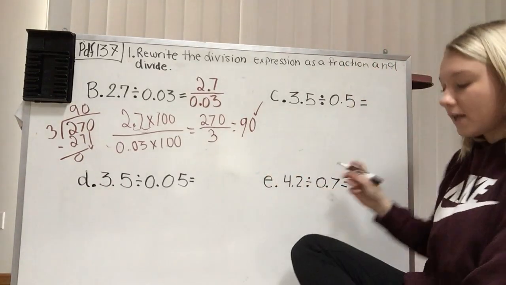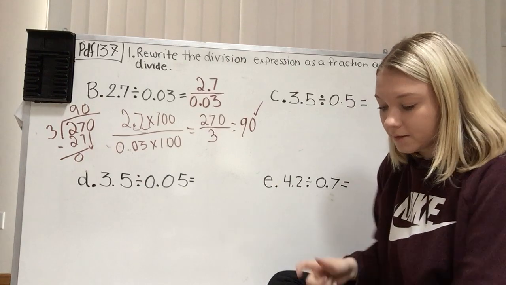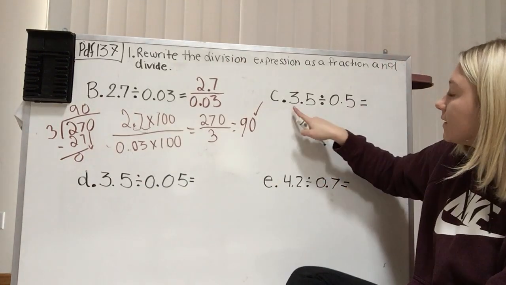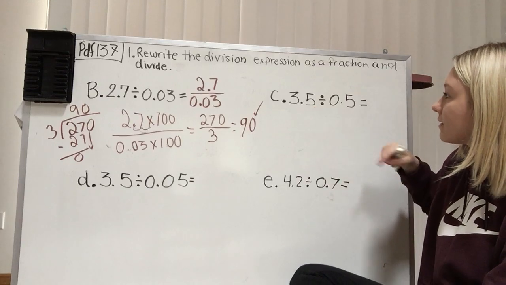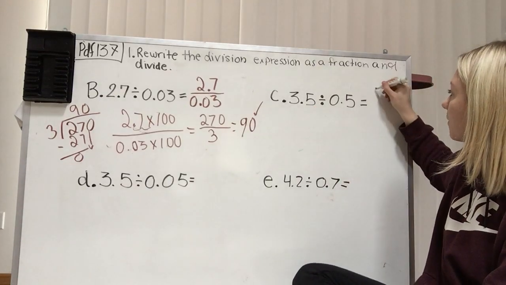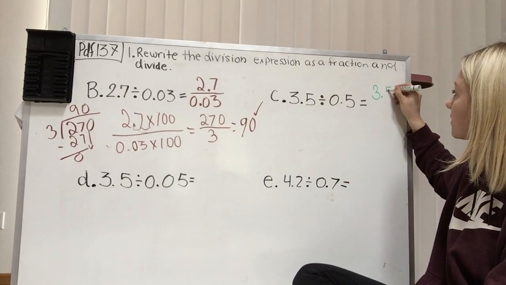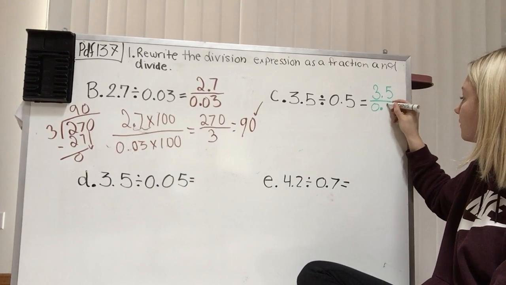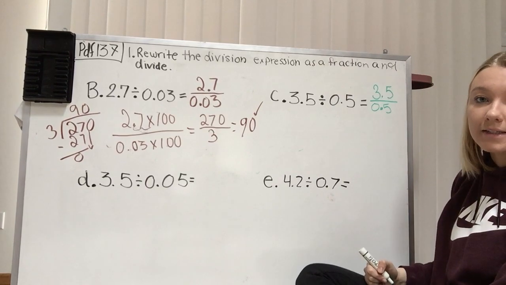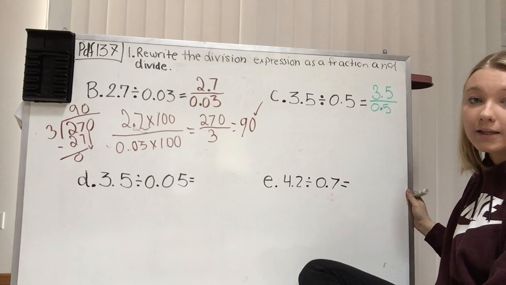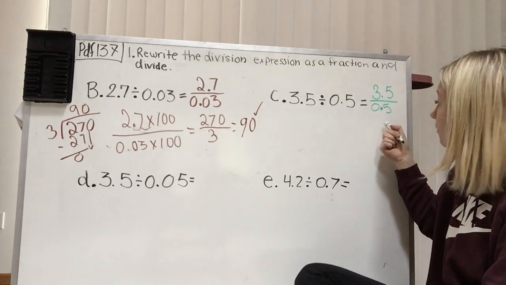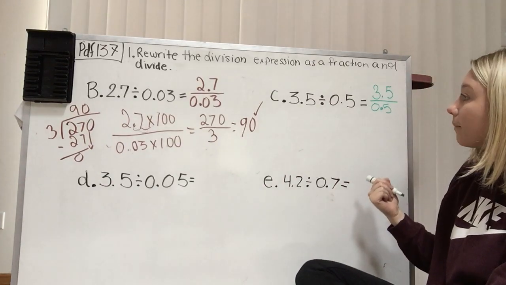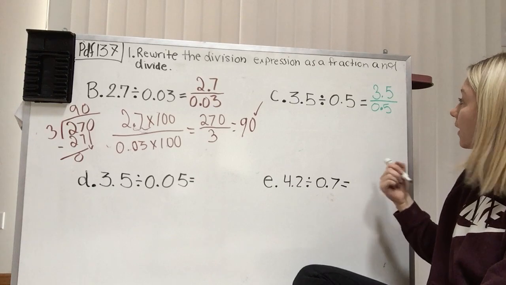So let's move on to the next one so I can show you some different ones. So this is 3 5/10 divided by 5/10. So the first thing I did was I rewrote it into a fraction. And now I have to get rid of my decimals. So I'm going to multiply it by something that will get rid of these decimals.